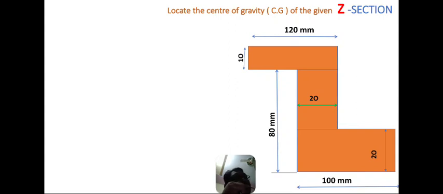Z section. Already we have known that Z section is an unsymmetrical plane. So you have to find the values of x and y. Now first of all, the given Z section is split up into three rectangles. First one is a bottom rectangle, second one is a vertical rectangle, and third one is top rectangle.